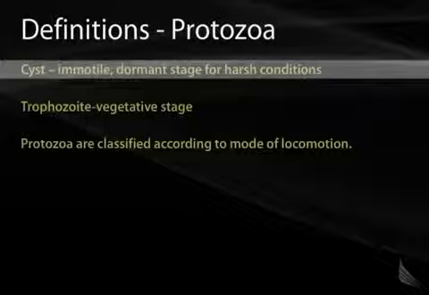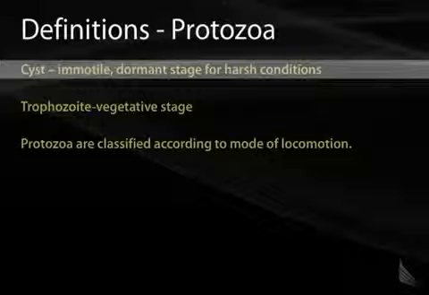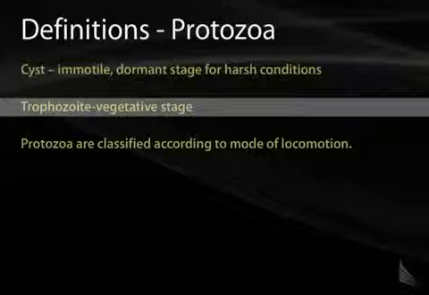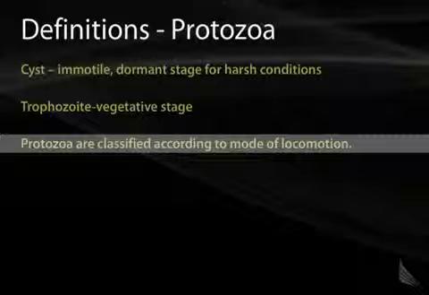Some definitions about protozoa. A cyst is an immotile, dormant stage that's ready for harsh conditions, and that's where they can live and be transferred through the environment. The trophozoite is the vegetative state. Protozoa are frequently classified according to their mode of locomotion.